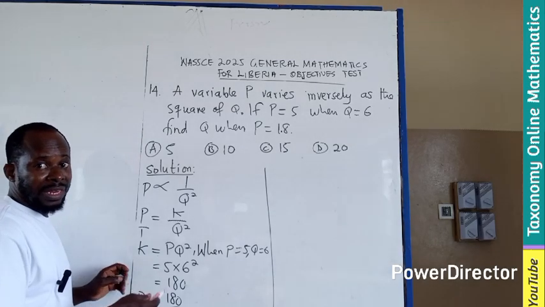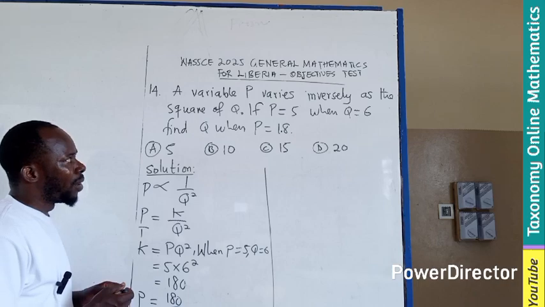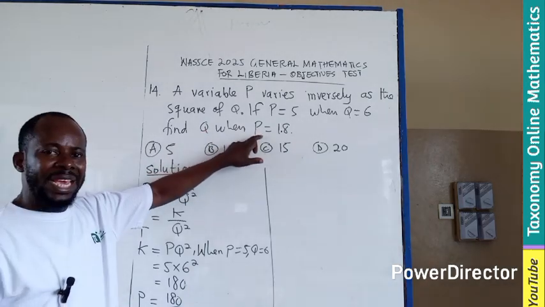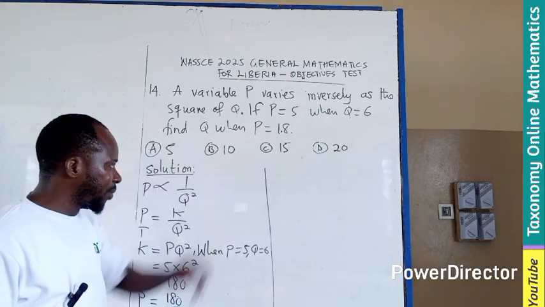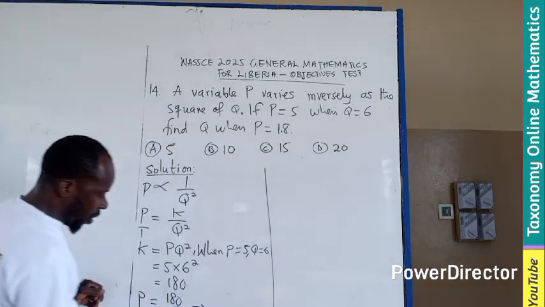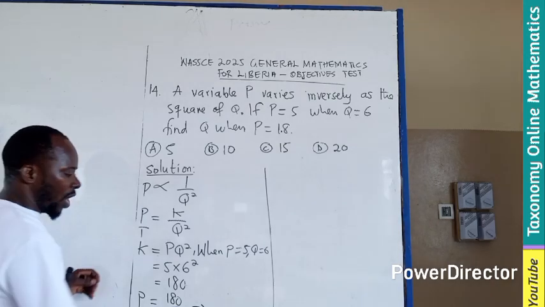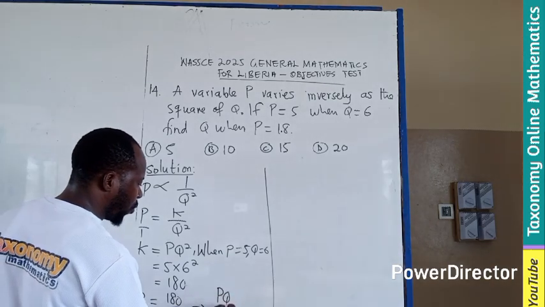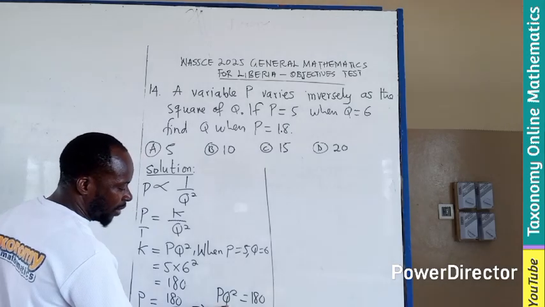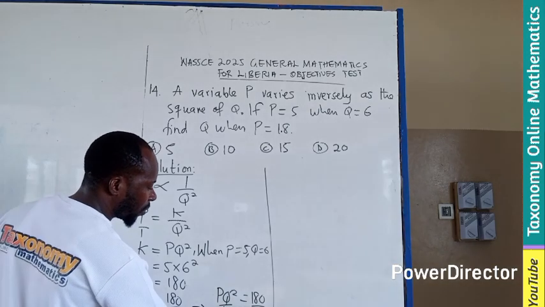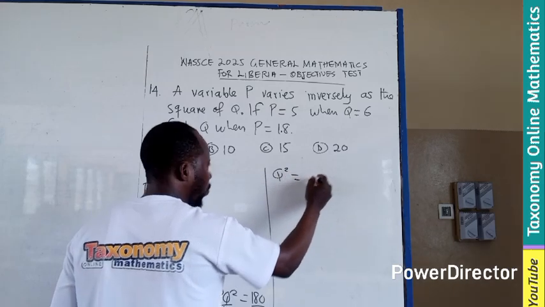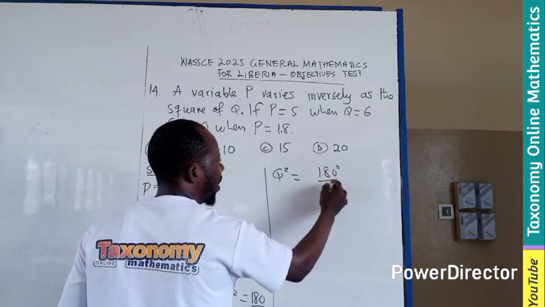This is the relation connecting the P and what? Q. But what do I need? I need to find the value of Q when P is 1.8. So that simply means coming back to this place, I can cross multiply again to have my P times Q squared equals what? 180. Divide both sides by P. I know that my Q squared will be equal to 180 divided by what?